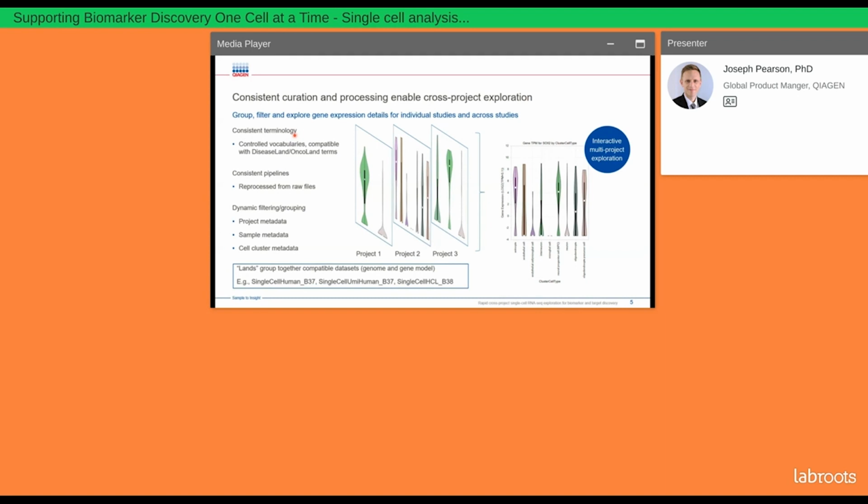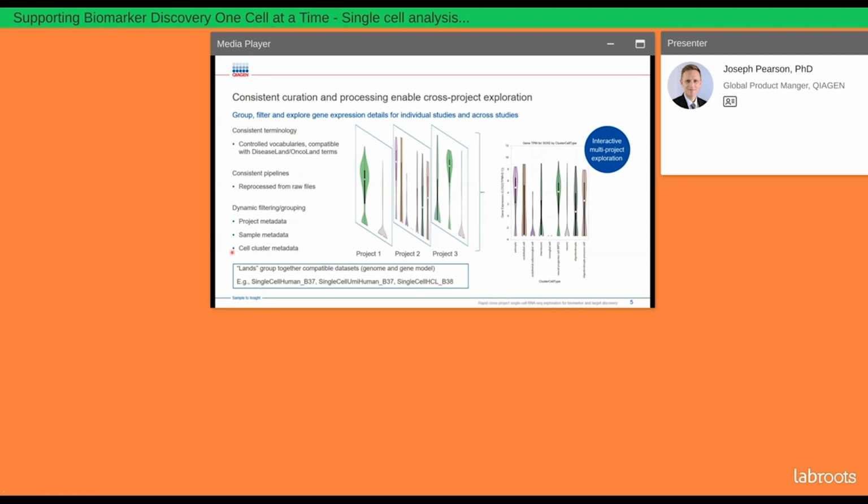During our curation process, we reprocess the data from raw files all the way through alignment, quantification, quality control steps, and differential expression analysis using consistent pipelines so you can compare more readily across the different studies.